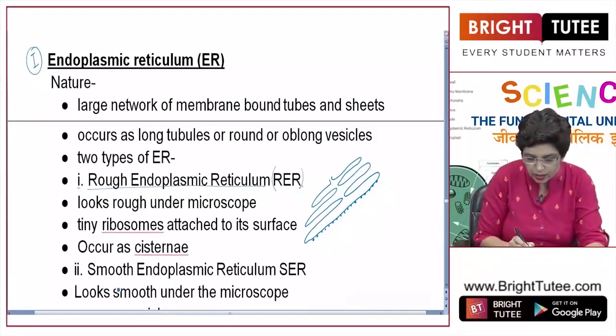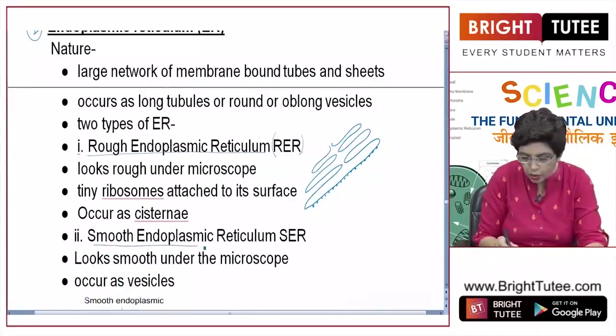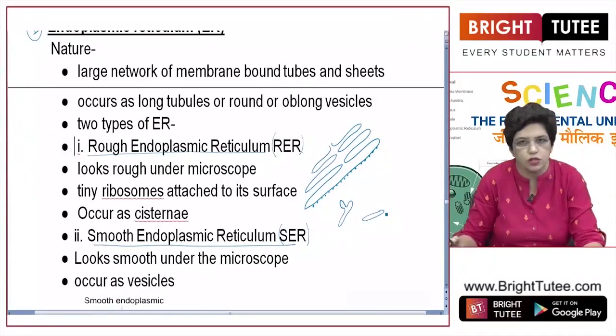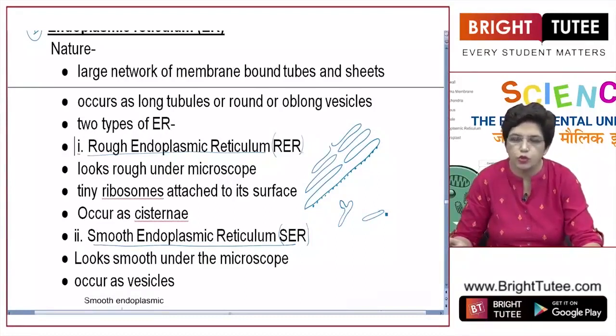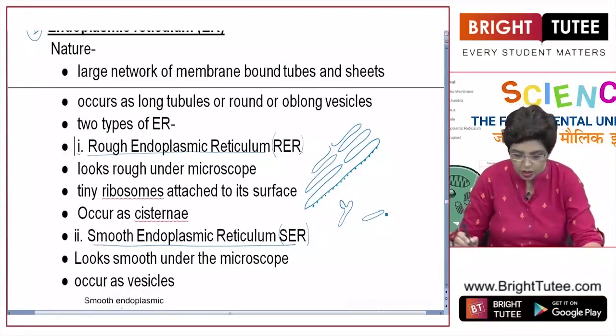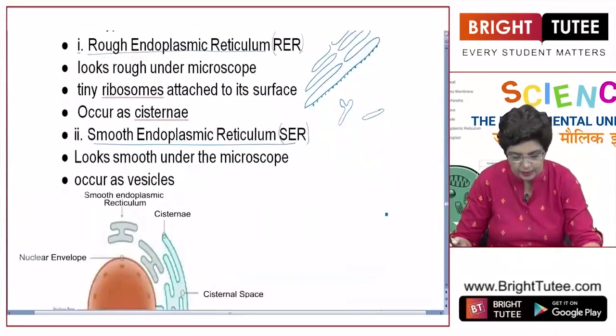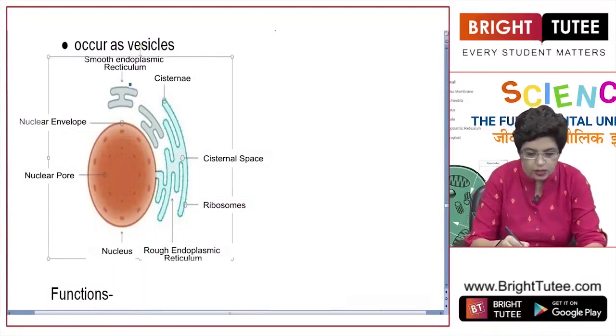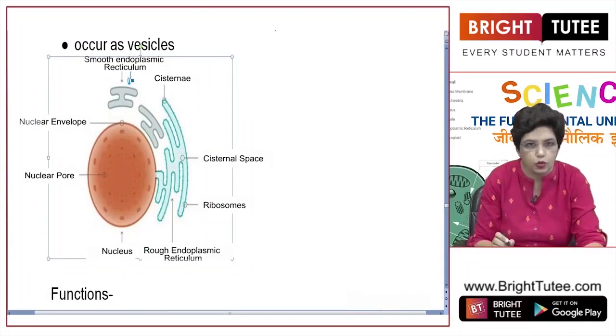The second one is the smooth endoplasmic reticulum or the SER. So they appear smooth. They are tiny tubes or vesicles. Ribosomes are not attached to their surface, so they appear smooth under the microscope and they occur as vesicles. Look at this diagram. This is rough endoplasmic reticulum with ribosomes attached to it, while this is smooth endoplasmic reticulum which appears smooth. There are no ribosomes attached to it.